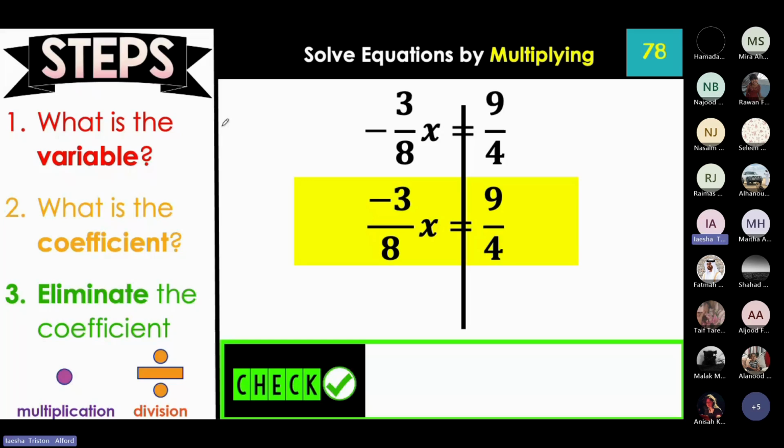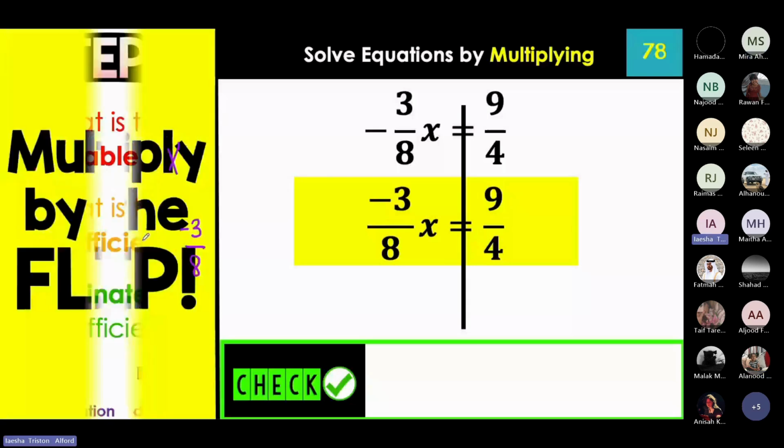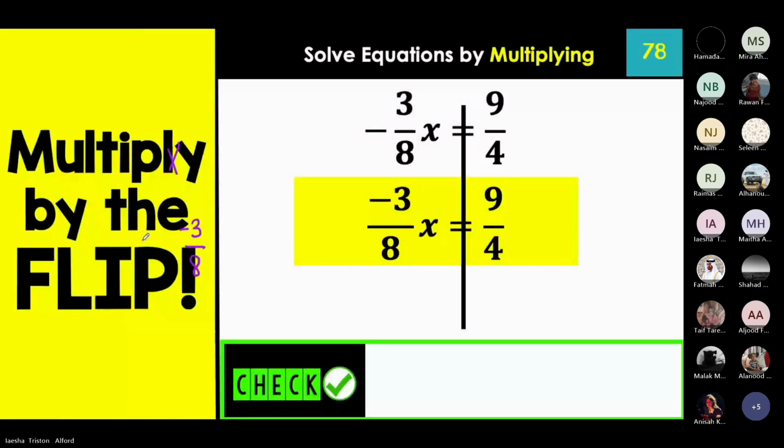What's your variable? X. What is your coefficient? -3 over +8. How do we make this answer? We're gonna multiply or divide? Multiply by the flip. Multiply by the flip.